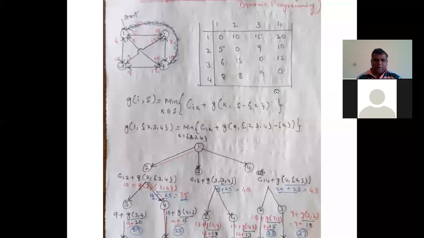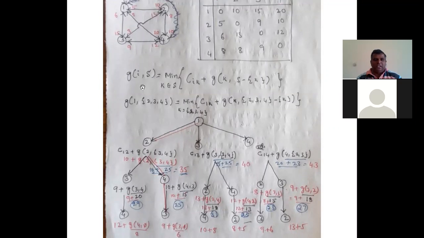So the dynamic programming designing technique formula is G of I comma S. The S is the set, the main set. It contains all the nodes of the graph, or all the cities. So we need the starting node, from which node the tour has to start. So we need the weighted graph and the starting node. So here I is the starting node. It can be any one of the nodes of this graph as a starting node. In this case, I am taking 1. So this is a general expression.